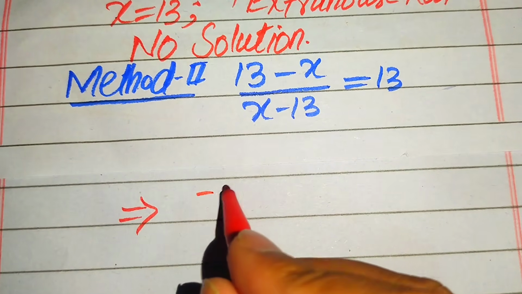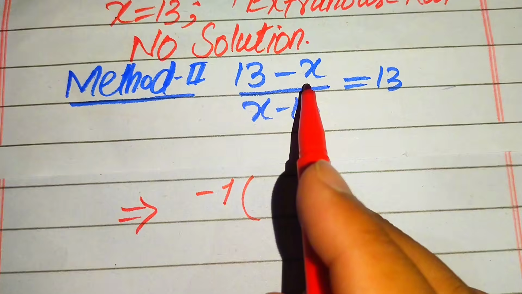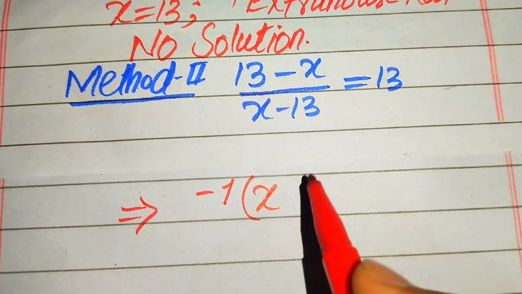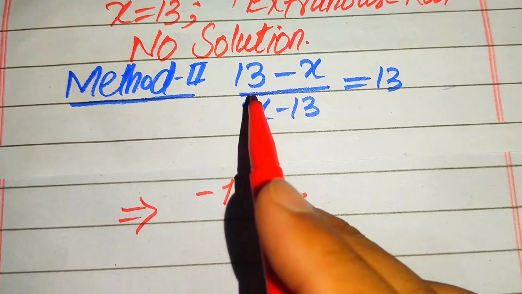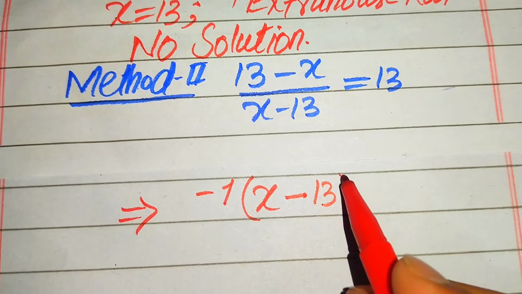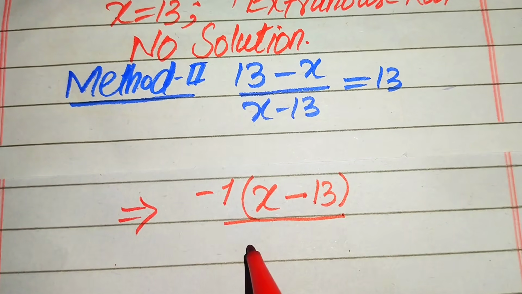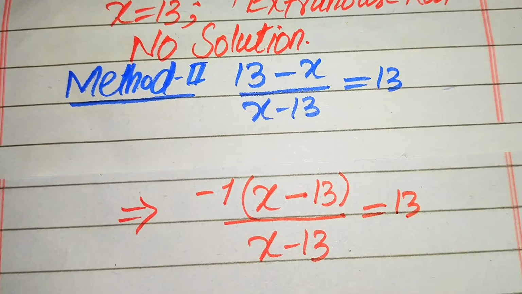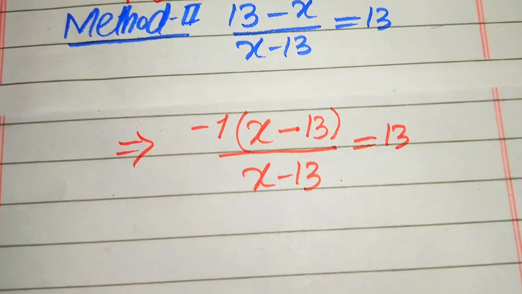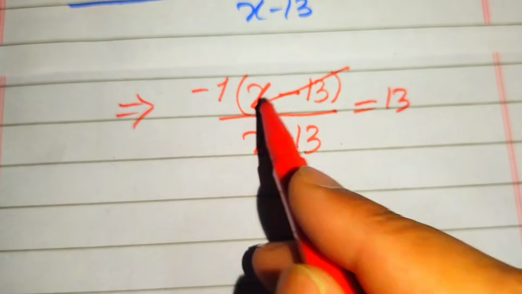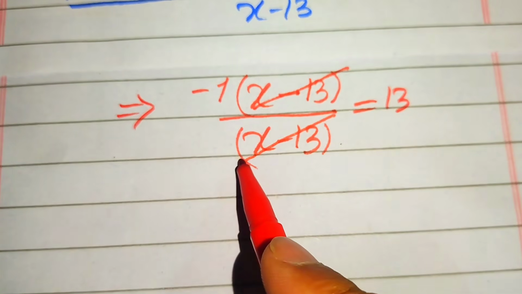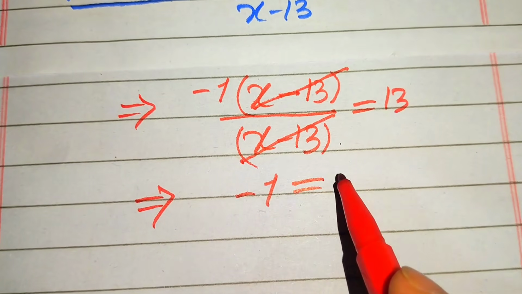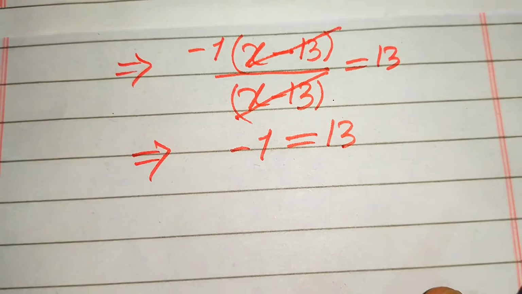Here we have minus 1 as the common term. So when we take common minus 1 from here, we just change the sign of both of these two terms, and we get negative x becomes positive, and positive 13 becomes negative 13, and it is divided by x minus 13, and this whole equation is equal to 13. Now in the next step, you see here this x minus 13 and this complete x minus 13 factor are cancelled out by each other, and we get minus 1 is equal to 13.